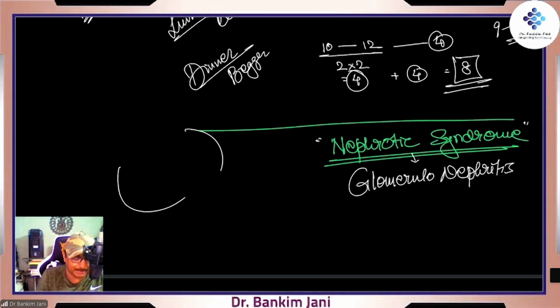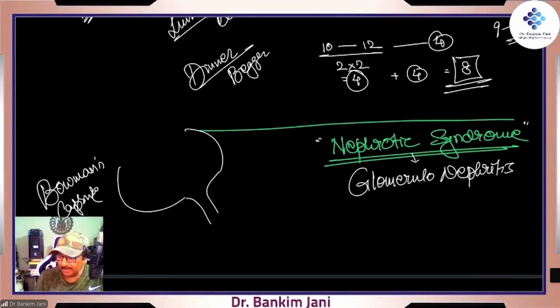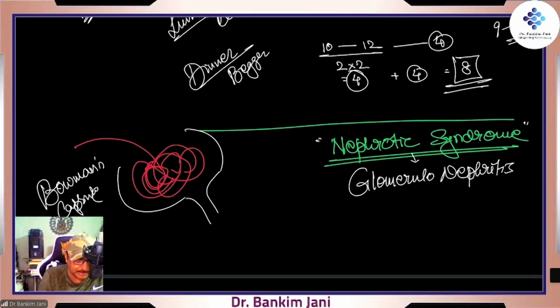Here is the Bowman's capsule. We are talking about the nephron, which is the unit of the kidney. In this capsule, a tuft of arteries, the group of arteries, goes in and is coiled, and then goes out. When they are accumulated in this small space, pressure is generated. That is called ultrafiltration. Because of that ultrafiltration, water is squeezed out of these capillaries and goes all the way to become urine.